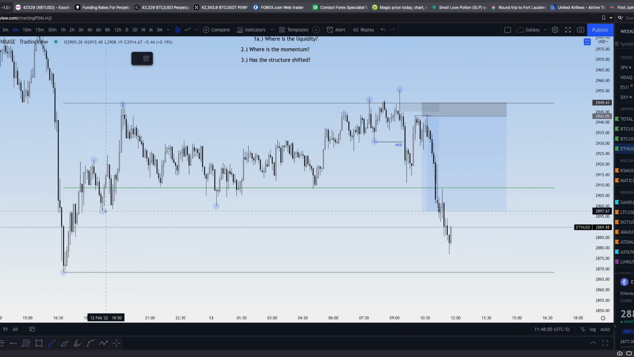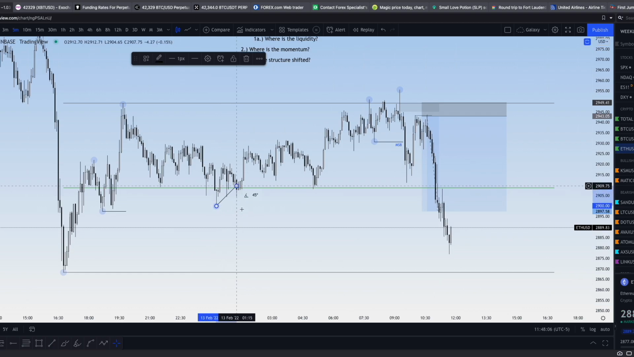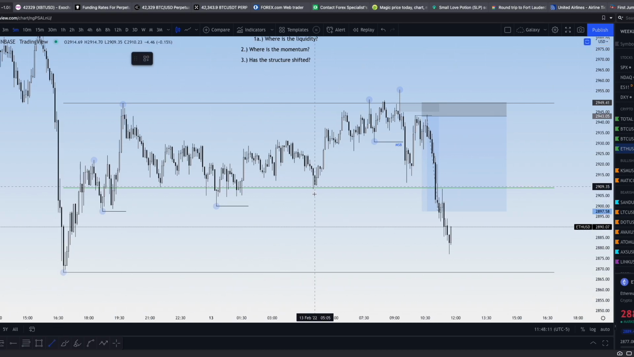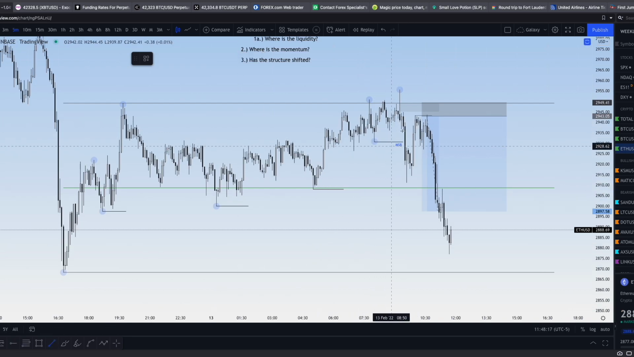So we have liquidity resting at all these lows, and the funny thing about it is none of these were really swept. So you have all these valid lows that really weren't swept at all going through until we got to this point right here.